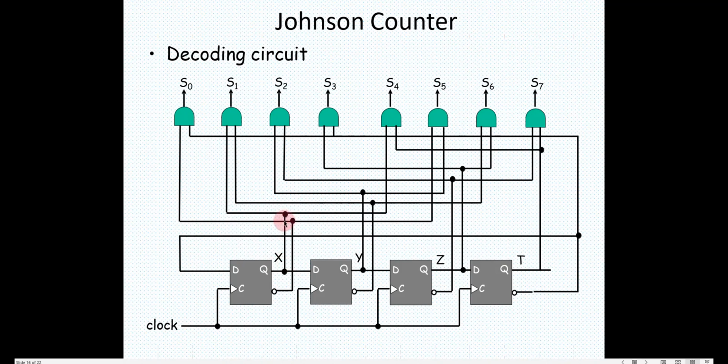So I take a Q bar from here, and from the second one I take this Q bar, so I am getting a 0 out here. For 8 states, you can just map this here. For 8 different combinations, only one of them will go high at any given time. So this is known as a decoding circuit.